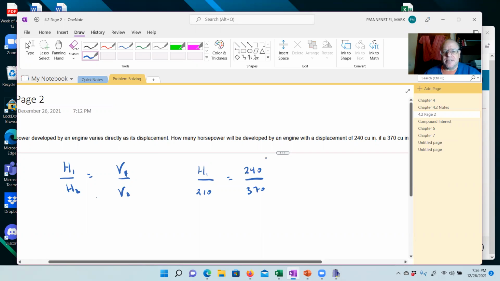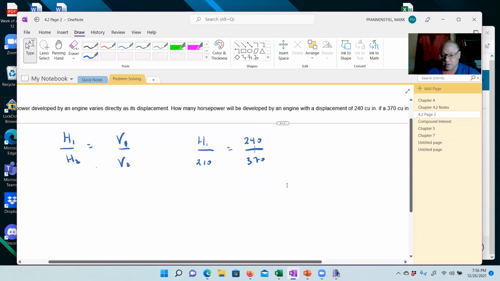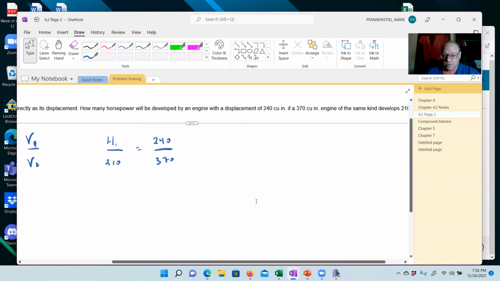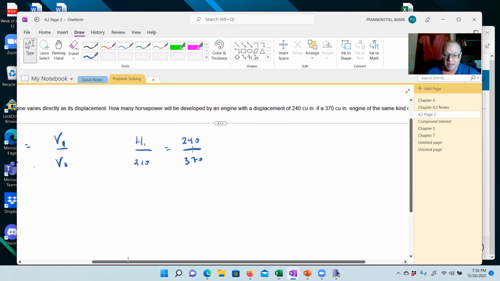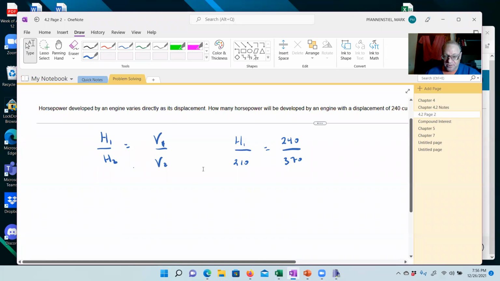By the way, it doesn't matter if you called one H1 and the other one H2. The ratio is the important part, and it'll work out. It might look a little different. You might have this on the bottom, but after you've cross multiplied, you'll have the same expression. So don't worry about which one to put where. It doesn't matter, as long as you keep the ratios together like this, you'll be fine.